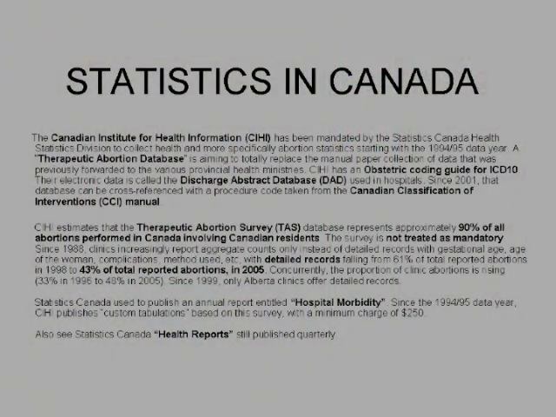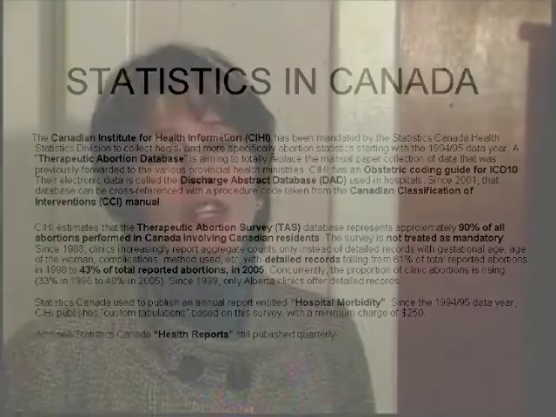Statistics Canada used to publish an annual report entitled Hospital Morbidity. Since the 1994-1995 data year, CIHI publishes custom tabulations based on this survey with a minimum charge of $250. I personally have spent a couple of $1,000s on these custom tabulations since the year 2000, and it's very difficult to wade through this information. So you can also see Statistics Canada health reports, which are still published quarterly. They have not stopped. But hospital morbidity now, you have to pay for it to get that information.